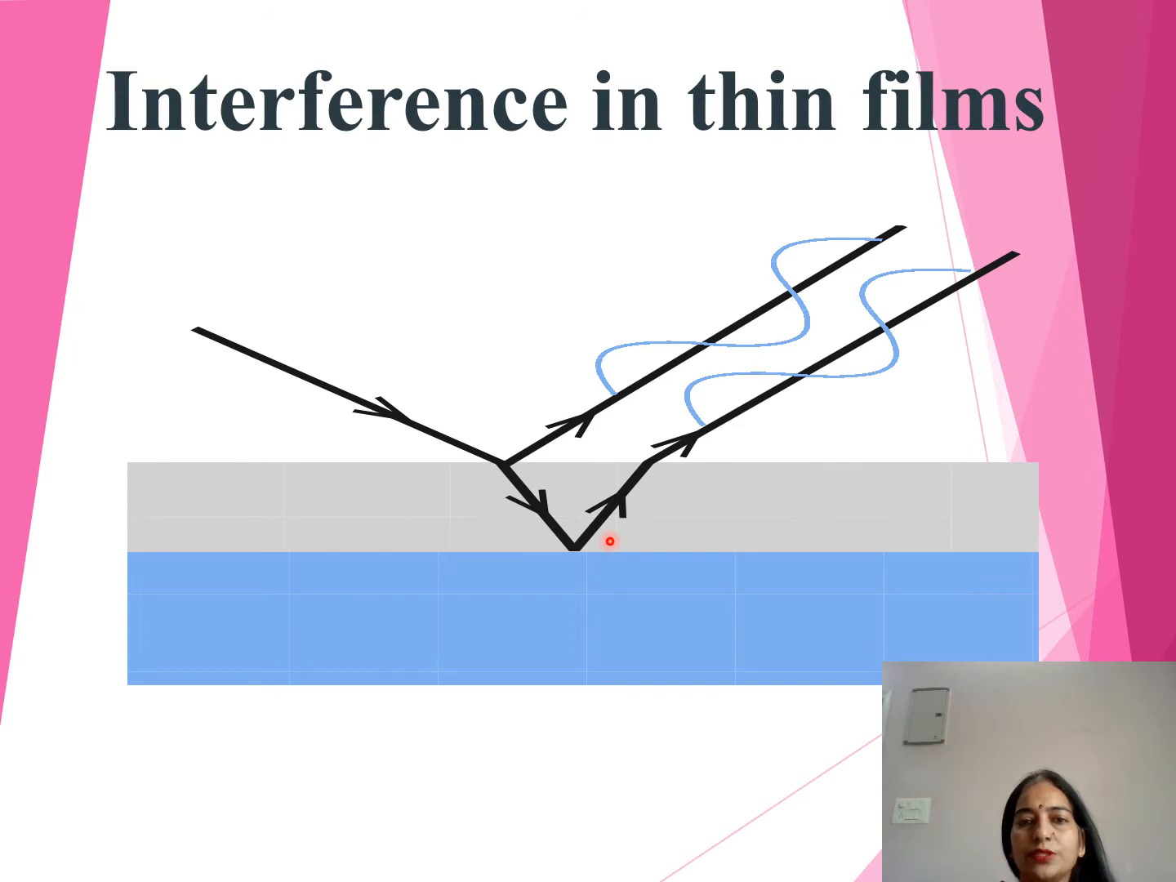Two cases have been observed: interference in thin film due to reflected light and interference in thin film due to transmitted light. When light is transmitted and the interference is observed from the lower side, it is known as interference in thin film due to transmitted light. When light is reflected back into the medium from which light is incident, the interference is known as interference in thin film due to reflected light.